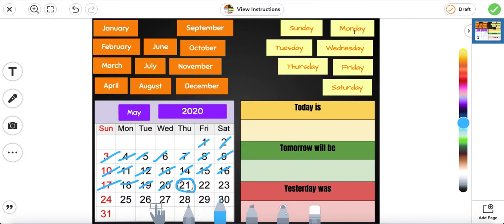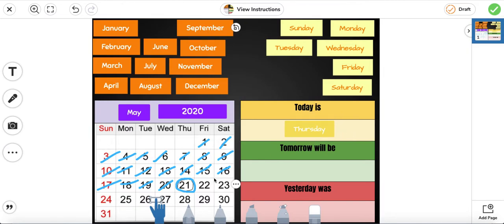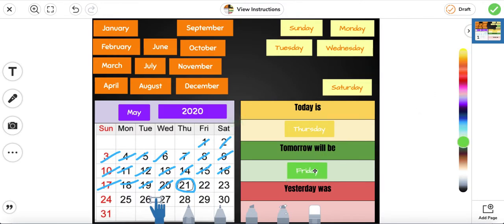Let's look at our days of the week. We have Sunday, Monday, Tuesday, Wednesday, Thursday, Friday, Saturday. If we look at our calendar, we can see that today is Thursday. Tomorrow will be Friday. Yesterday was Wednesday.